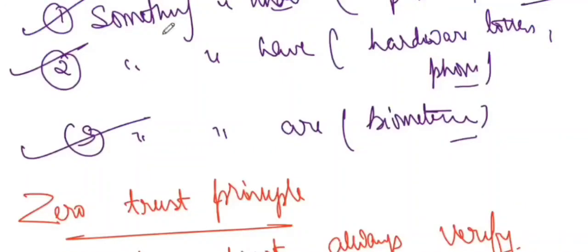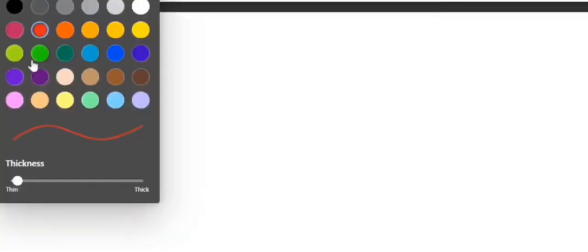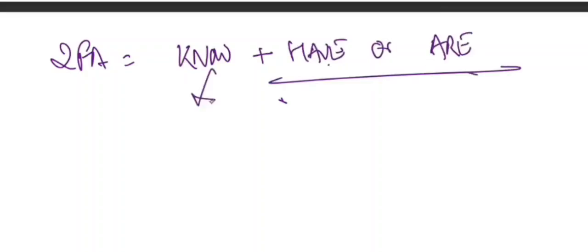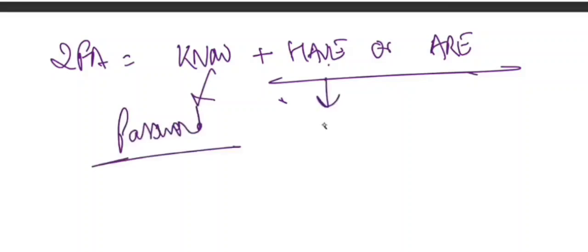So one way to remember what we have discussed just now, let me tell you. You can just remember it like this. 2FA means, let me write it down. Two-factor authentication means know plus have or are. Either of the two, have or are. Know means like password, you know your password, right? Have means token, and are means biometric.